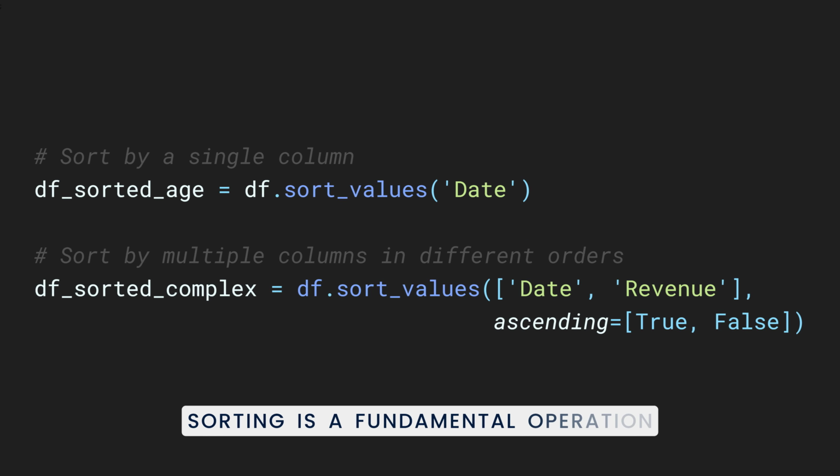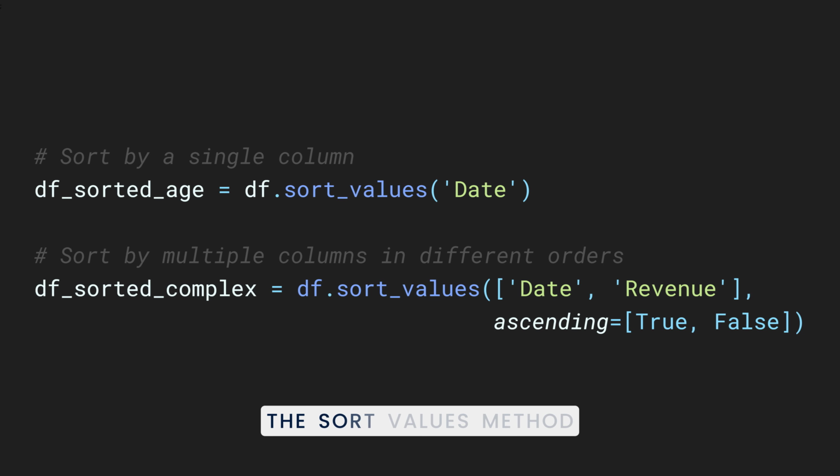Sorting is a fundamental operation for organizing data. The sort_values method allows you to sort a data frame by one or more columns. In the first example, we sort the data frame by the date column in ascending order. In the second example, we sort by both date and revenue, where date is sorted in ascending order and revenue in descending order. This is useful for organizing data for reporting or analysis, as it allows you to quickly identify trends or outliers. Sorting can also be combined with other operations, such as filtering or grouping, to create more complex data views, which we'll be exploring next.